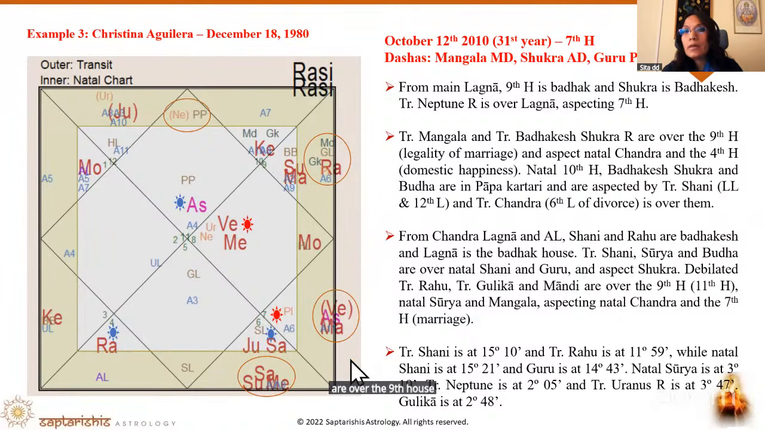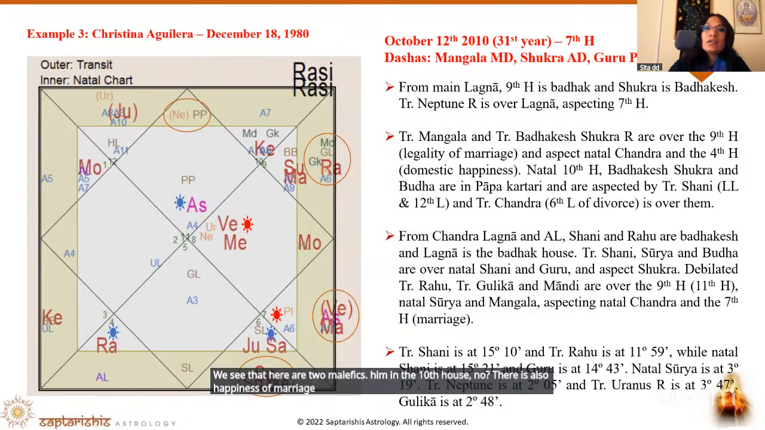That is the legality of marriage. And they aspect natal Chandra, which is in the 1st house, in the 4th house also with Mars, of domestic happiness. In the natal 10th house, Shukra and Buddha, or Mercury, are in Papakartari. We see that here are two malefics, Gemini in the 10th house. There is also happiness of marriage. And Buddha, I said, and they are aspected by transit Shani.